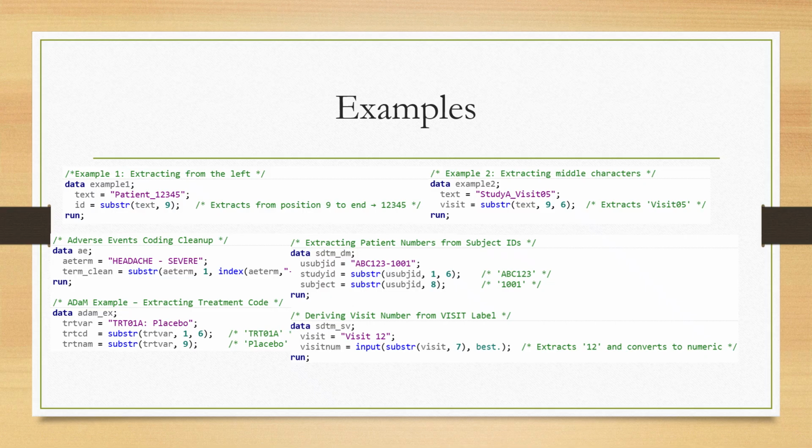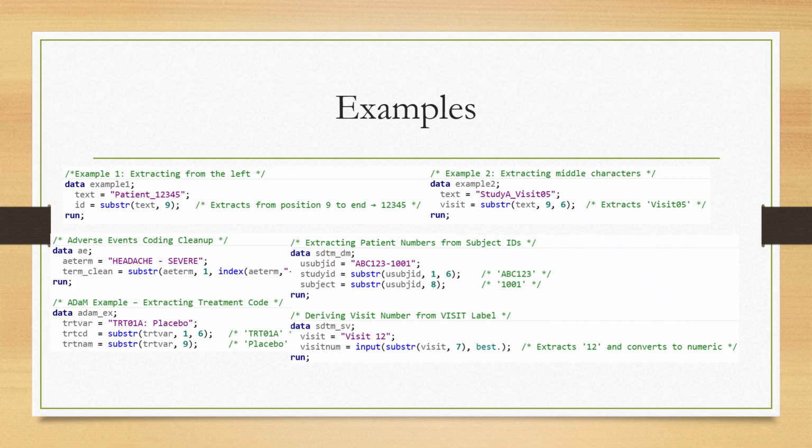So when we apply here and we mention the starting position as 7, and since we have not mentioned the length of the string that needs to be extracted, it will read till the end, and from 7 the value which it will read will be 12. Another point to note here is that the result of the SUBSTR is always going to be a character value. So the value which is going to be extracted in this case, the value 12, will be a character value.